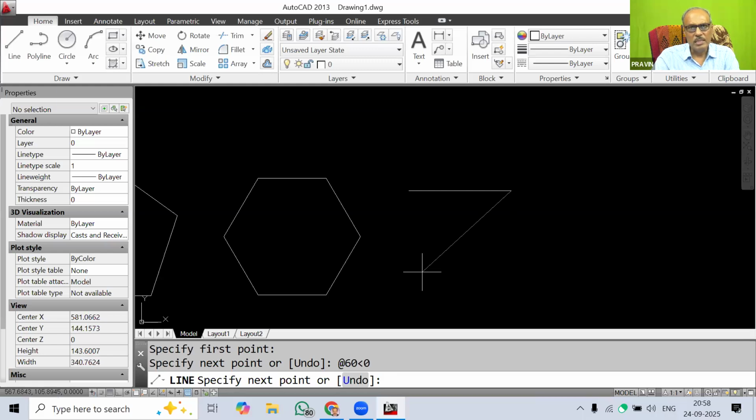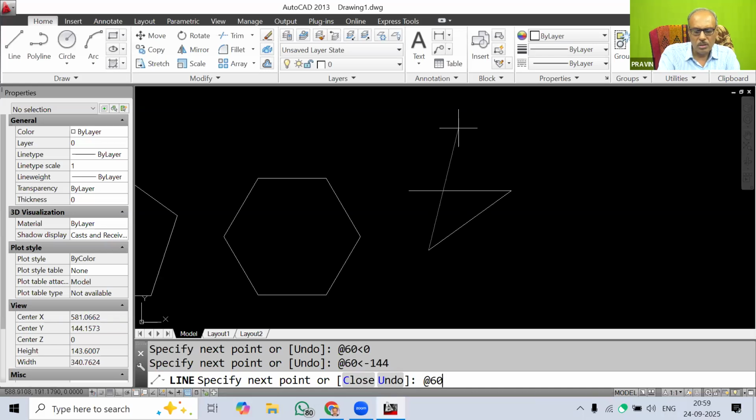Because it has 5 ends, I have to use the angle in multiples of 72 degrees. So here I will use @, the distance will always remain 60, and then I have to type the angle, which I will take as <-144. So how this angle came, you have to understand. Now I have to go up here. So I will type @60<72. This is more important: in your imagination you should be able to quickly identify the angle. Now @60<-72.